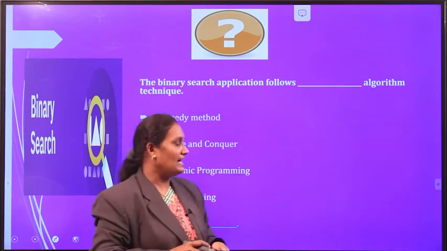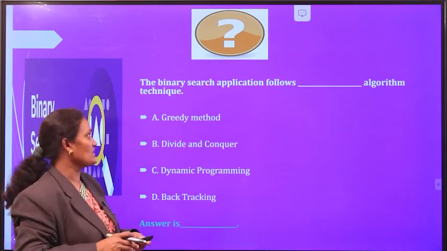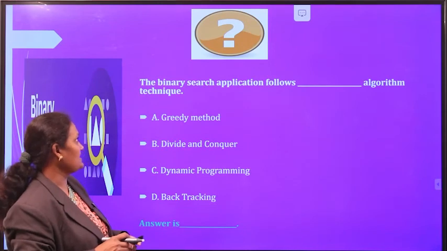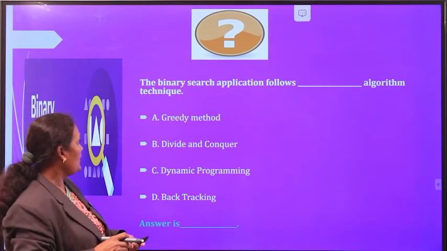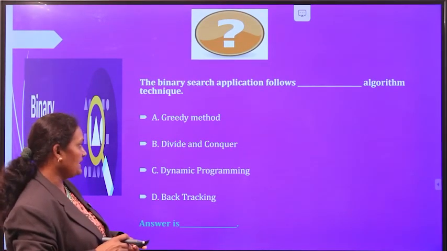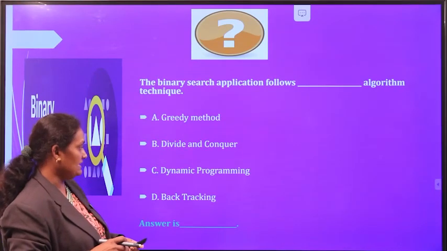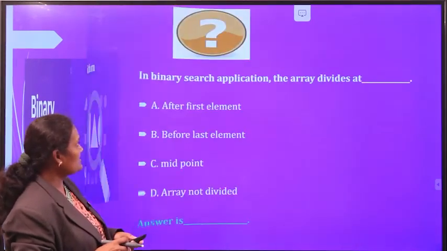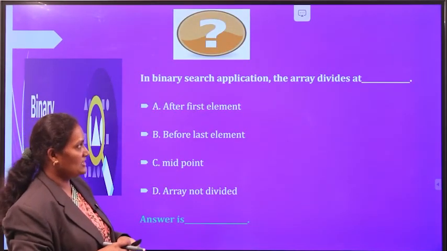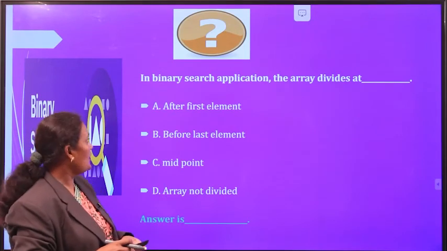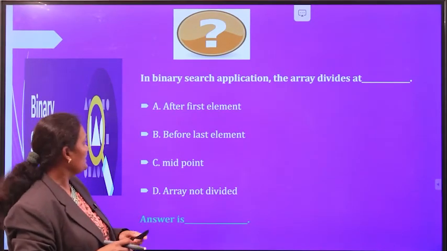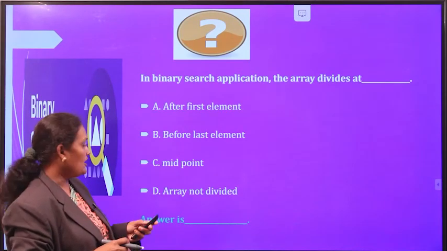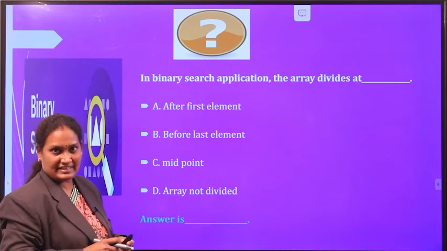To assess yourself, I have given some questions here. Answer these questions. The first question is, binary search application follows dash algorithm design technique. Option A, greedy method. Option B, divide and conquer. Option C, dynamic programming. Option D, backtracking. The next question is, in binary search application, the array divides at: option A, after first element; option B, before last element; option C, midpoint; option D, array not divided.